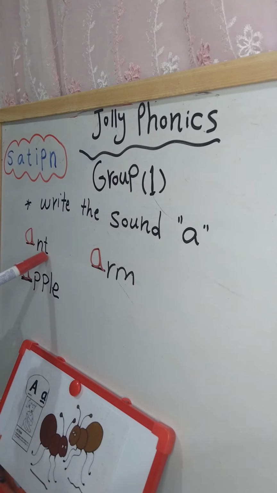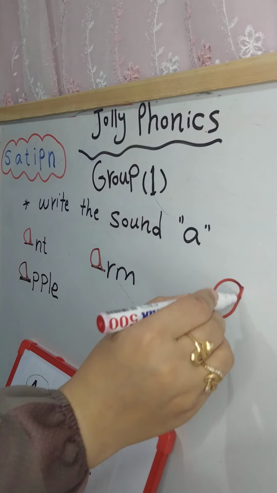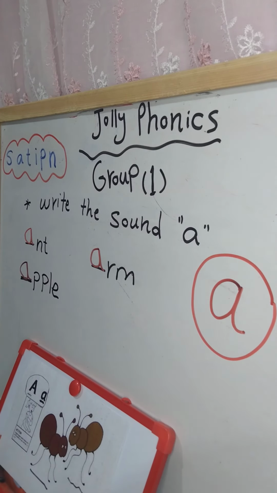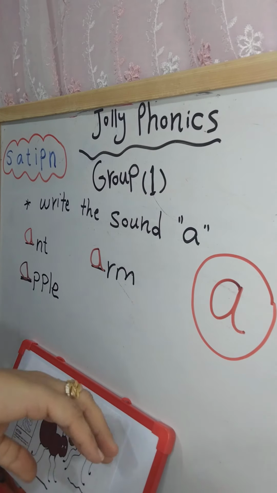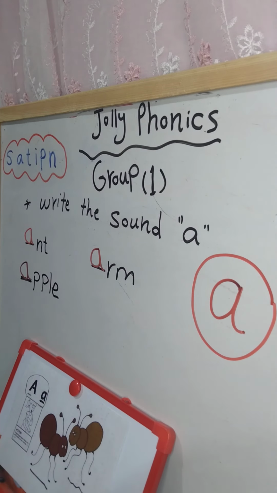A, arm, arm, a, apple, a, apple, excellent. Again, which sound is it? This is the sound a, the sound a. Can you do the action again? Can you do the action of the sound a? Yes, and so my arm. Ants on my arm.